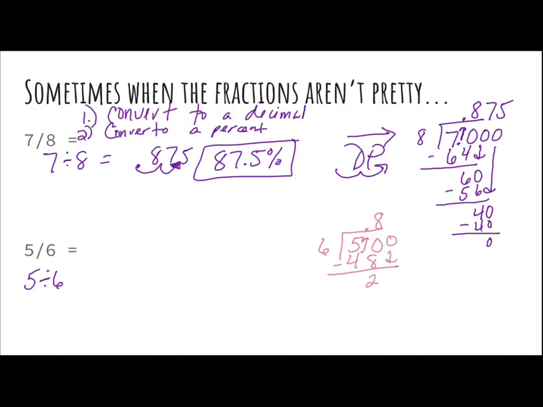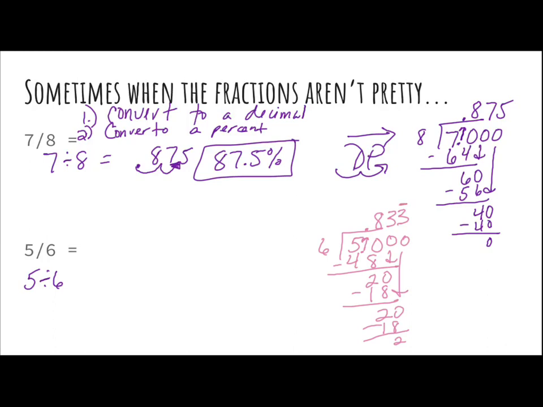So I'm going to add a 0 and bring this down. Let's see, 20 divided by 6 would be 3. 3 times 6 is 18. Subtract and I have 2. 20 divided by 6 would be 3. I think we've discovered a pattern. This 3 is going to repeat. It's going to go on and on and on forever.